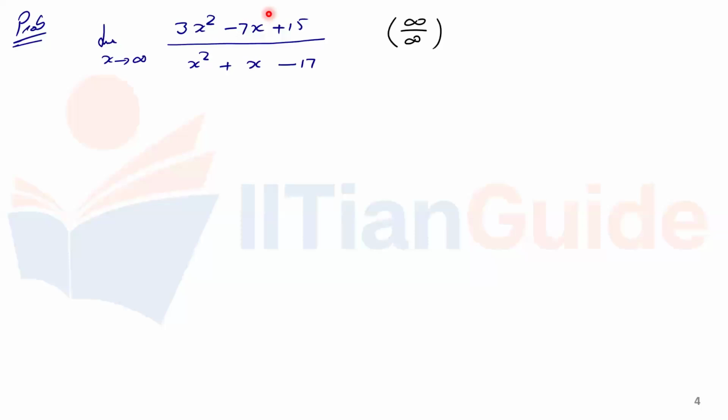In this question, the highest power of x is x square. So I am going to divide with the x square, numerator and denominator both. Not x, with x square, Suchita. If I divide with the x, what happens?